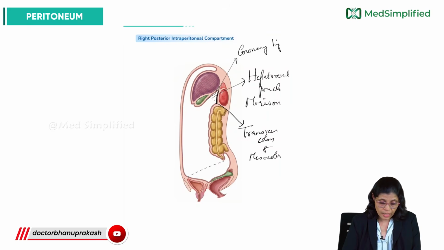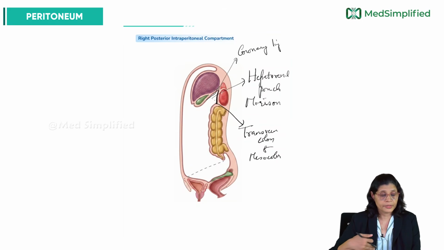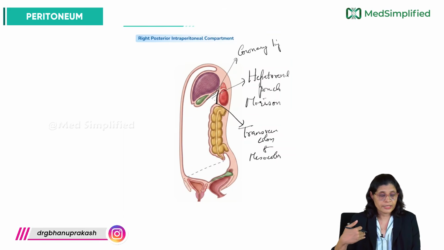And along the sharp inferior margin of the liver, it communicates with the right anterior compartment. So from posterior to anterior it communicates, and from the right posterior to left posterior it communicates. So that is its communication.